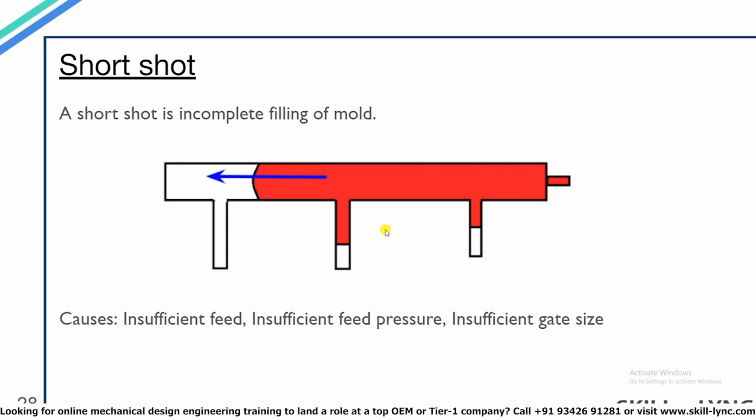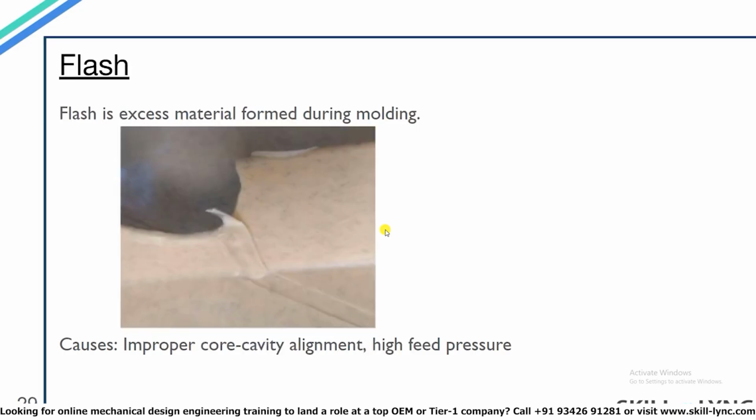Also, if the size of the gates is very small, or in regions with thin cross sections, the material may freeze before filling the entire cavity region, resulting in a short shot. Flash is the excess material that you will find attached to your component.